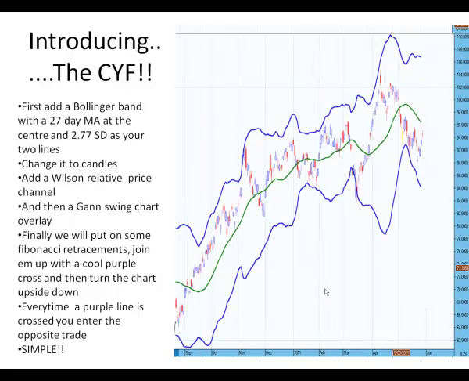But normally, Bollinger Bands have a 20-day moving average in the middle. We're going to change that to a 27 just because it's a cool thing to do, just to tweak something that's already been in existence for a few years. And rather than two standard deviations as the two lines, we're going to change it to 2.77. Why? Because it's cool to do so.